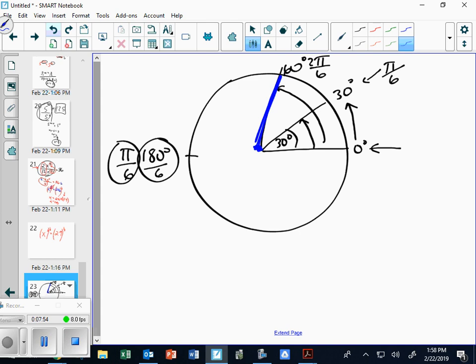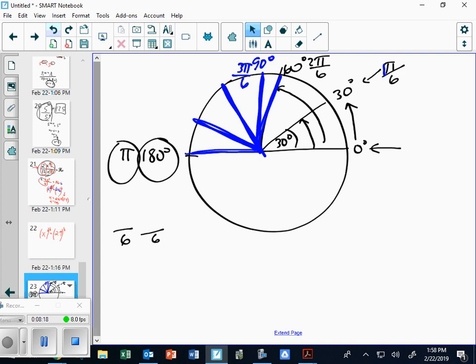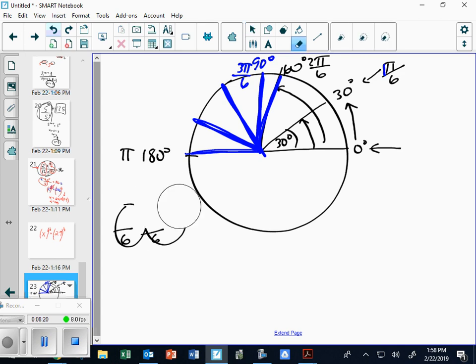And I like to count them up like this. 1 pi over 6, 2 pi over 6. What does straight up and down make? 90 degrees, also known as 3 pi over 6. You get what I'm doing there? And then do you get that 4 pi over 6 is over here, 5 pi over 6 is over here, and 6 pi over 6, we'll get there, is right here.